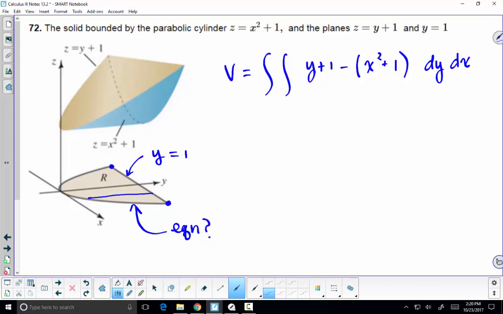So think about it this way. We can set them equal to each other: y plus 1 is equal to x squared plus 1, and then it solves. So that curve in the xy plane is the seam between the two surfaces. It's the curve of intersection projected down onto the xy plane.